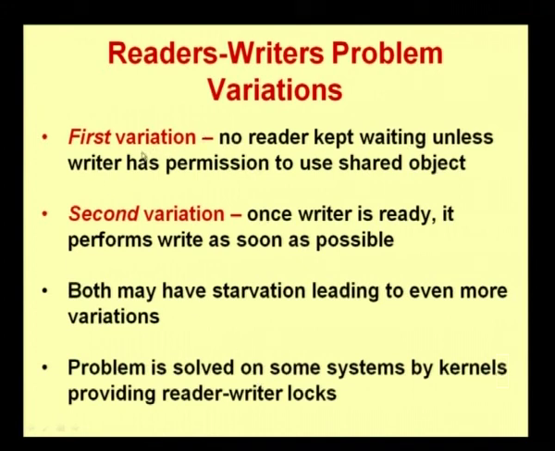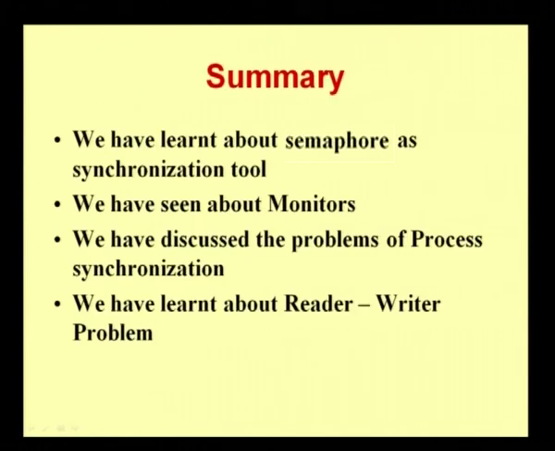Then these are the variations available: a first variation and a second variation. In the first variation, no reader is kept waiting unless the writer has permission to use a shared object. In the second variation, once the writer is ready, it performs the write as soon as possible. But both variations may have starvation, leading to even more variations. So starvation is indefinite blocking. This problem is solved on some systems by kernels providing reader writer locks.